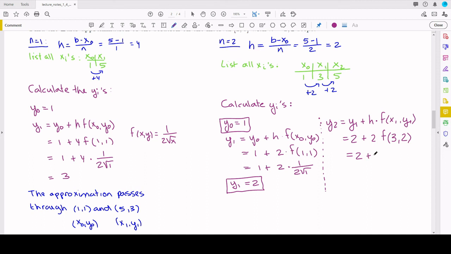So that's 2 plus 2 times 1 over 2 times square root of 3. Now notice that that 2 doesn't matter at all, because f of xy does not depend on y. And we get that that is 2 plus 1 over square root of 3, which is approximately equal to 2.577.